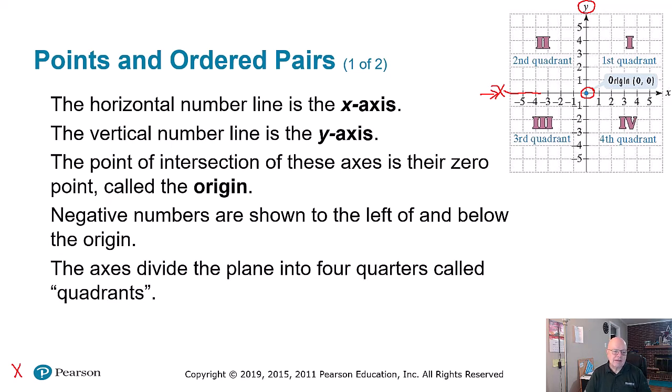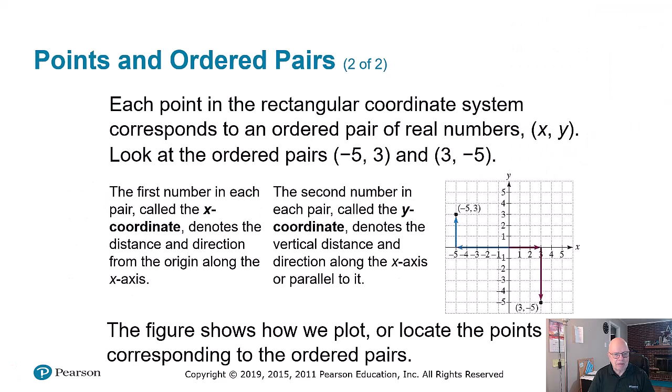The axes divide the plane, also called the Cartesian coordinate system, into 4 quarters, appropriately called quadrants because there are 4 parts. Next, every point in that coordinate system is identified by an ordered pair of real numbers. The first coordinate is the x-coordinate, the second coordinate is the y-coordinate.